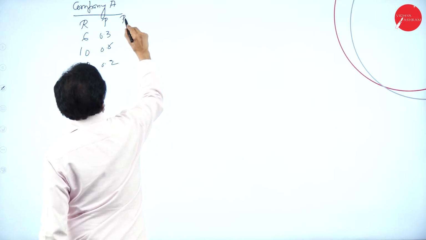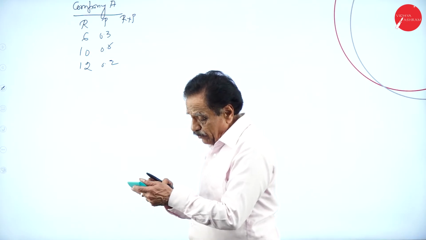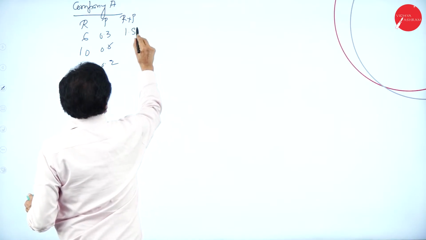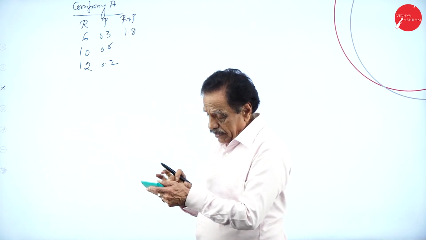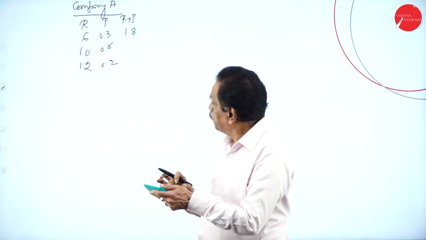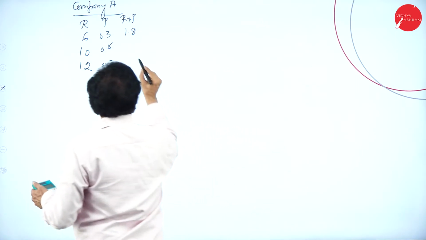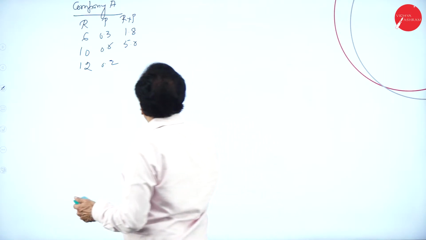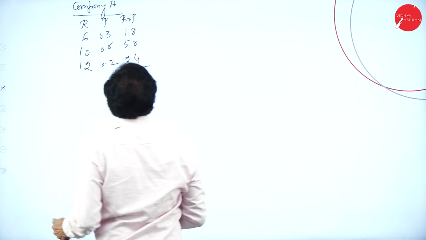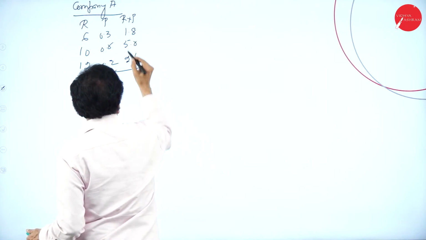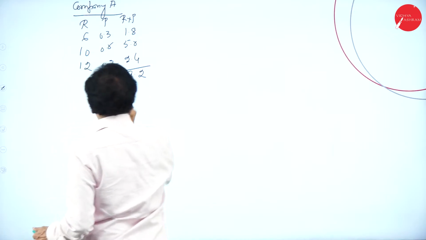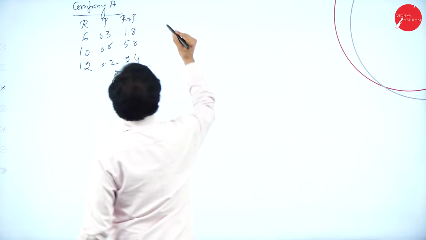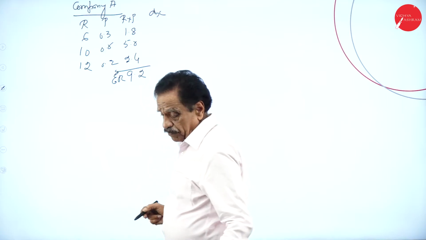Then R into P: multiply 6 into 0.3, that is 1.8. Then 10 into 0.5 is equal to 5. 12 into 0.2 is 2.4. Add the figures: 9.2. This is your expected return. So the expected return is 9.2, from 1.8, 5, 2.4.